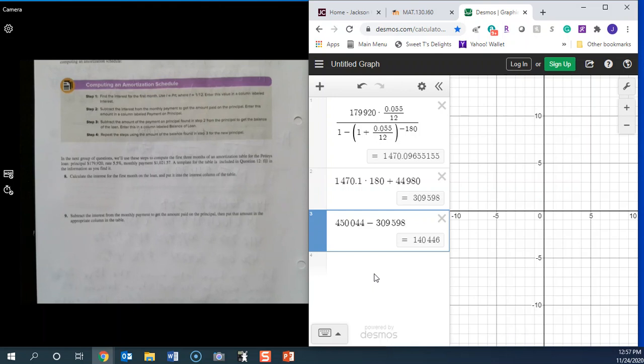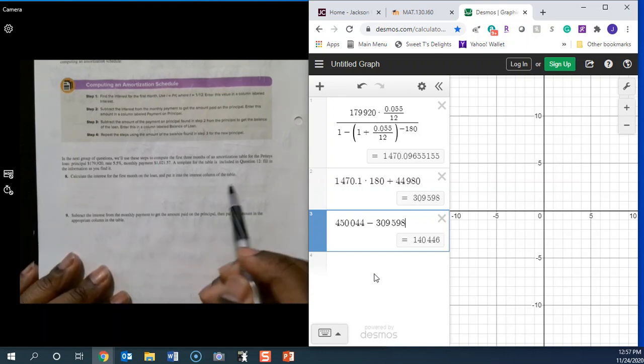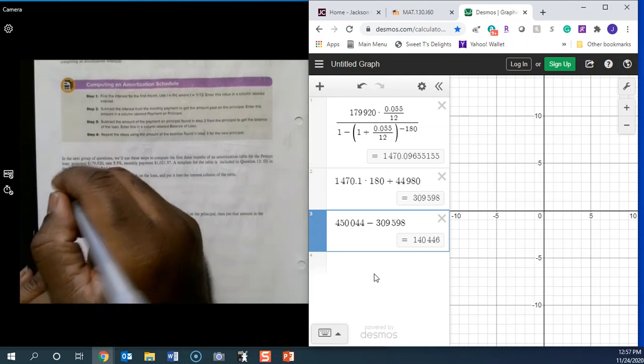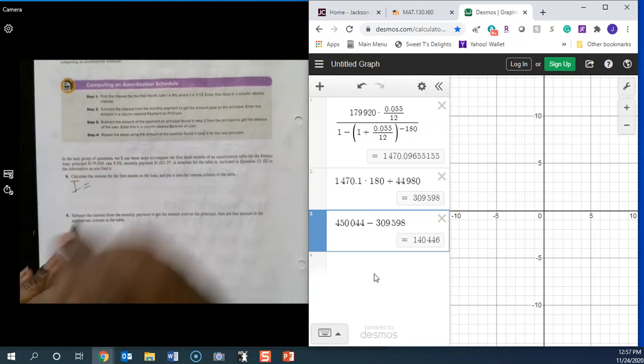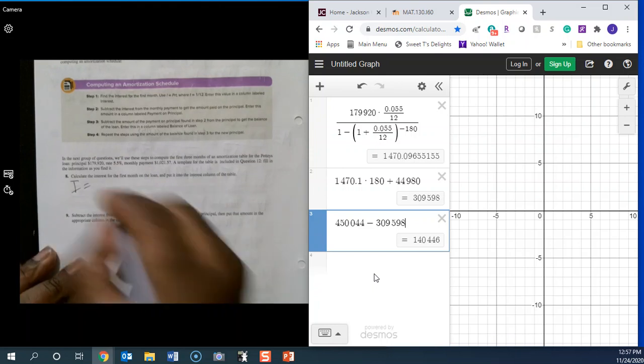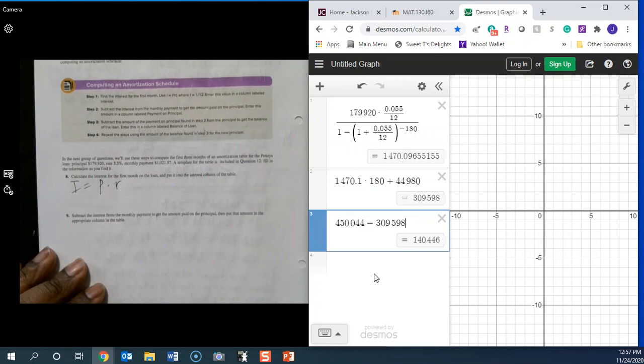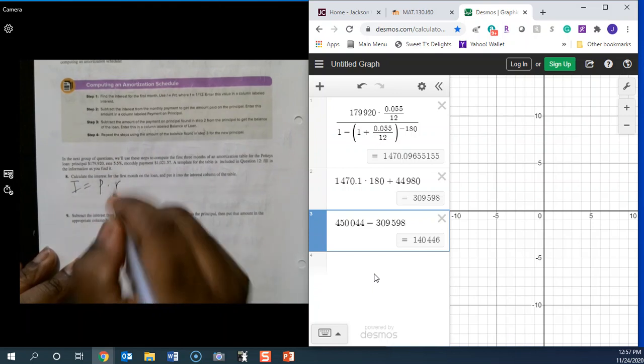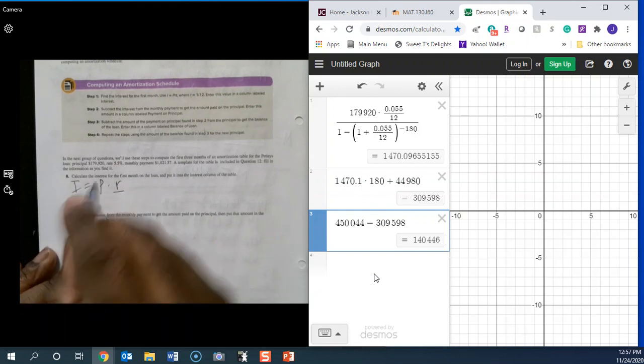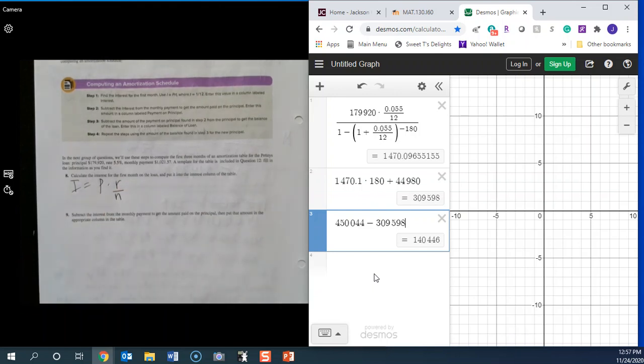A template for the table is included in question 12. Fill in the information as you find it. Okay. Calculate the interest for the first month of the loan and put it into the interest column of the table. So interest is equal to the principal times the rate, but we want to know the first month. So we would divide this by the number of payments or by the number of months.